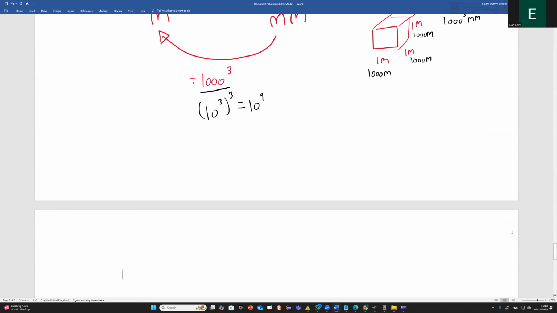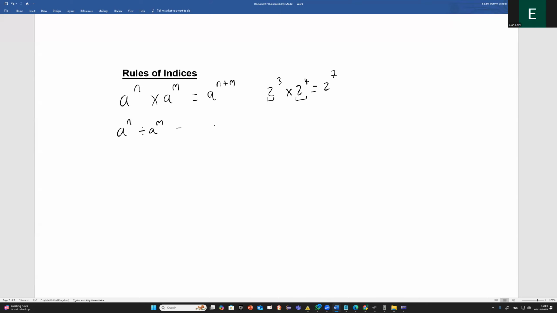So we'll look at some indices, and then maybe some bounds questions. So basically, you've got the rules of indices. If I have a to the power of n times a to the power of m, that is a to the power of n plus m. Like 2 cubed times 2 to the 4 is 2 to the power 7. So as long as the big number is the same, you can add the powers. Then if you divide, as we've done already, take away the powers.